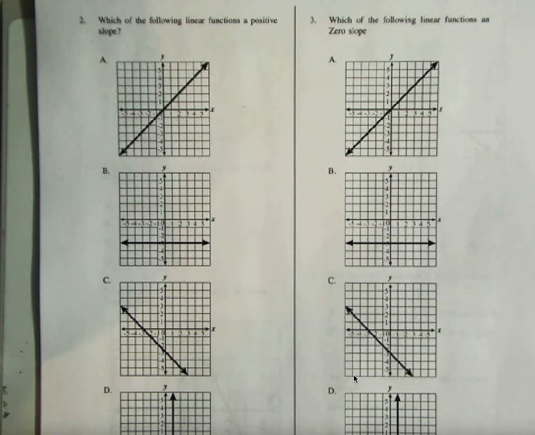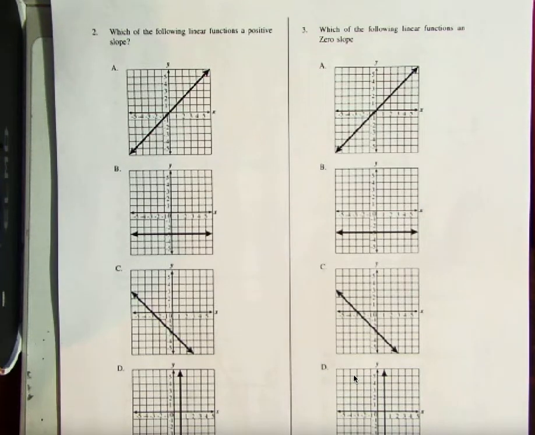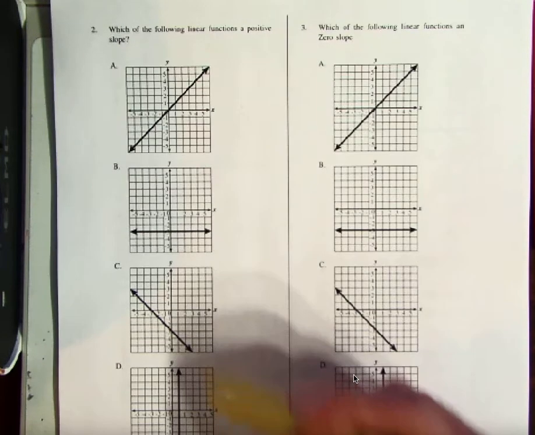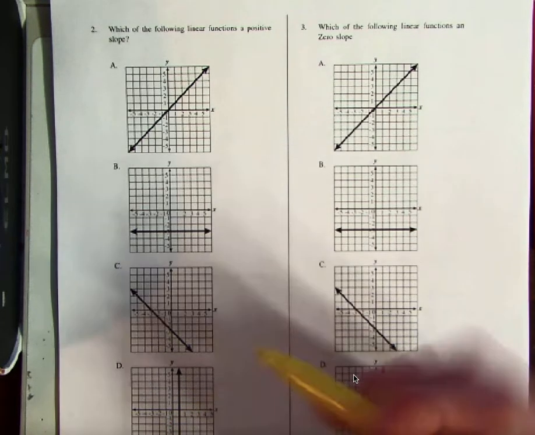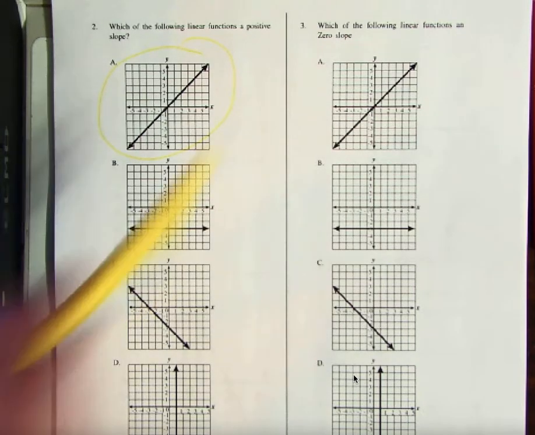Number 2, which of the following functions has a positive slope? And we can see positive slopes go up and to the right. So our positive slope is right here at A. It goes up and to the right.